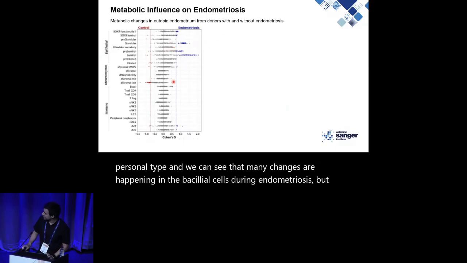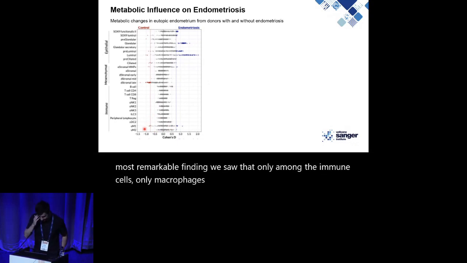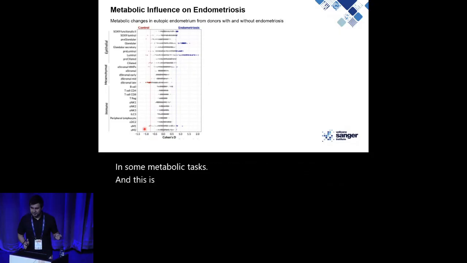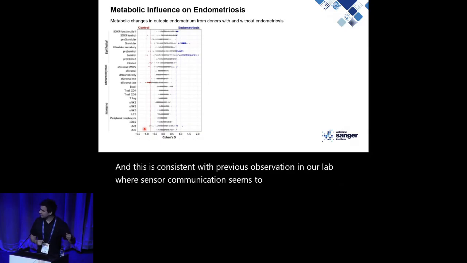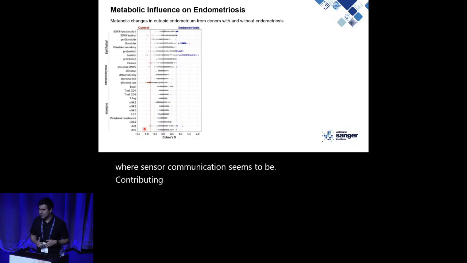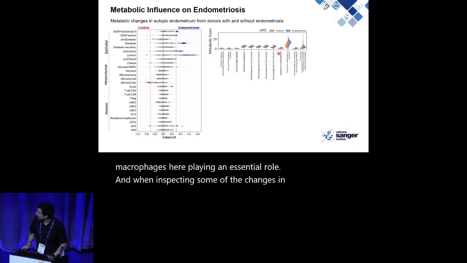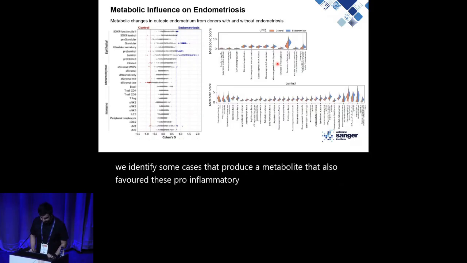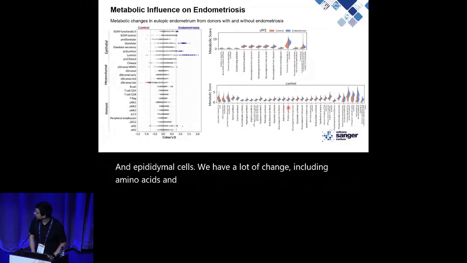But the most remarkable finding we saw is that among the immune cells, only macrophages are the ones changing here in some metabolic tasks. And this is consistent with previous observations in our lab where cell-cell communication seems to be contributing to a pro-inflammatory environment, with the macrophages playing an essential role. And when inspecting some of the changes in macrophages, we identified some tasks that produce metabolites that also favor this pro-inflammatory microenvironment. In epithelial cells, we have a lot of changes, including amino acids and different carbohydrate metabolic tasks.